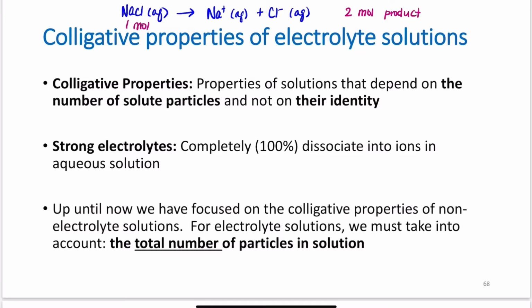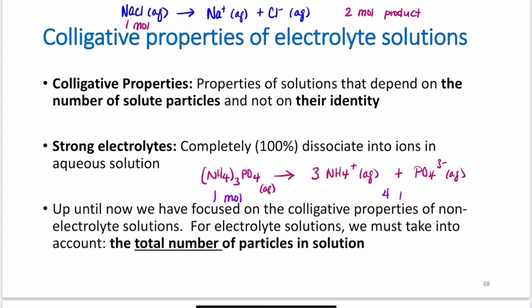If I look at ammonium phosphate, this breaks up into 3 moles of ammonium and 1 mole of phosphate. 1 mole of ammonium phosphate gives me 4 moles of product. Because again, I don't care what the product is. It's the fact that I have more particles there that are interrupting the structures. Again, if you're not comfortable with your strong electrolytes and your solubility rules, we covered that back in chapter 1 under module 5.